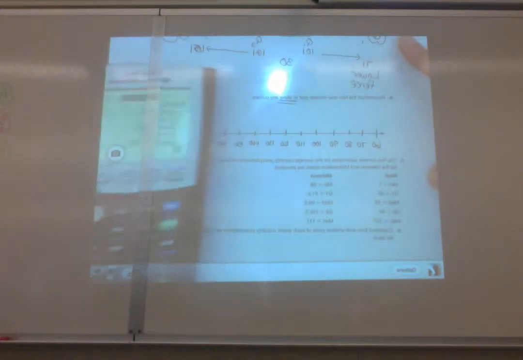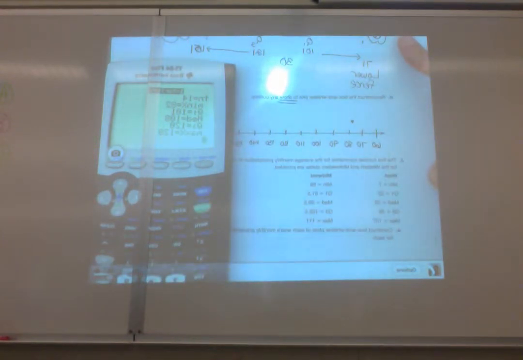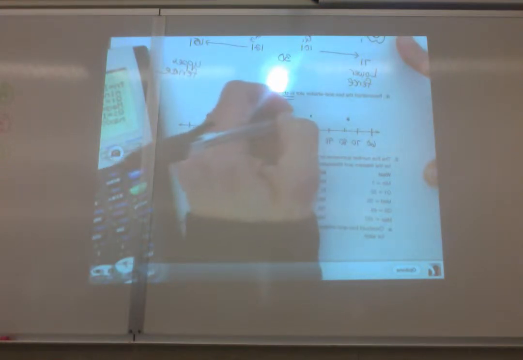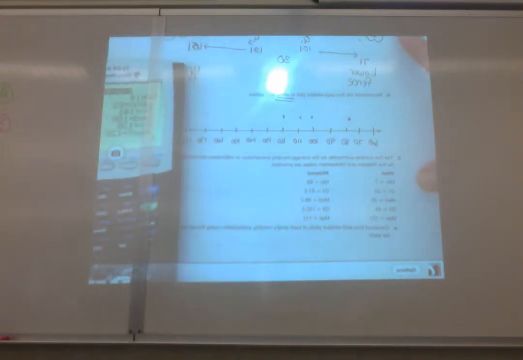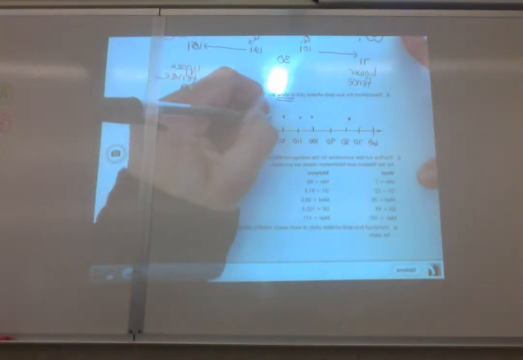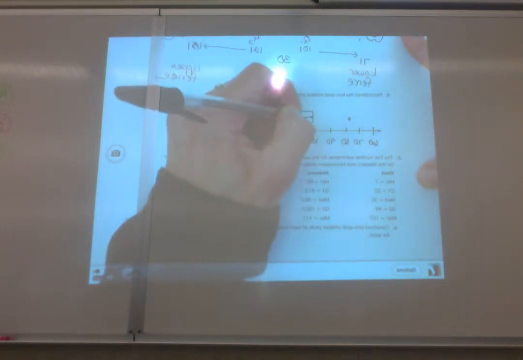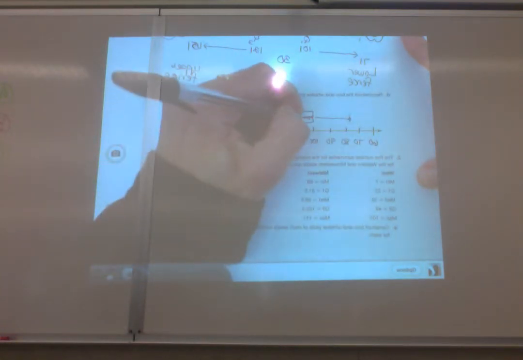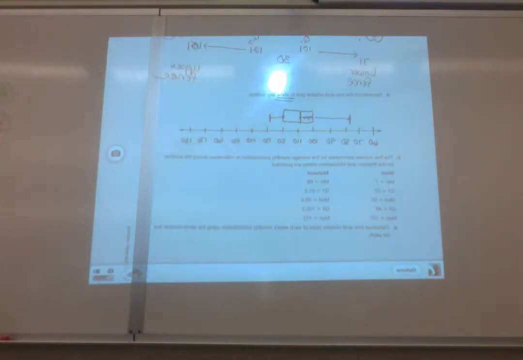Now, my new min is 82. My Q1 is 101. Median 108. Q3 120. See how much closer together that box has got? And max is 128. So without the 2 outliers, a big, whoops, I don't need that line. I need lines right here and right here. Without the 2 outliers, the data goes whoop. It's a lot less spread out.